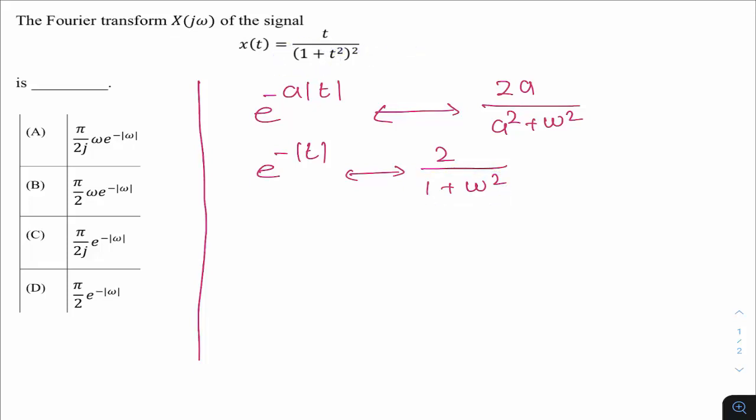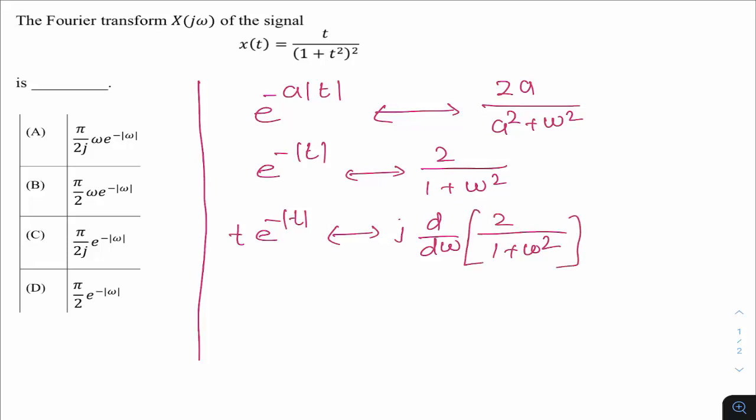So for that, let me multiply by t. What is the benefit of multiplying by t? This property says that if I am multiplying by t, then you have to differentiate on the other side. This is the frequency differentiation property. So t into e raised to power minus of mod t, its Fourier transform is j into d by d omega of 2 by 1 plus omega square. This is the property. Now, what is the benefit? My target is to get a square term here. If I differentiate this function, don't you think you'll get a square in this factor? Yes, that's why I'm using this property.